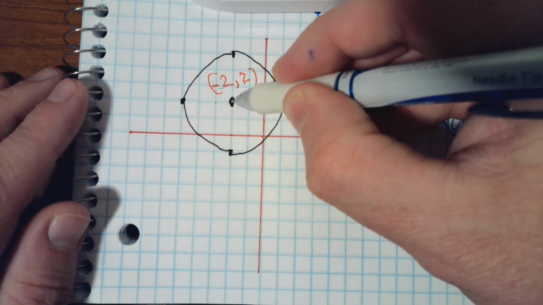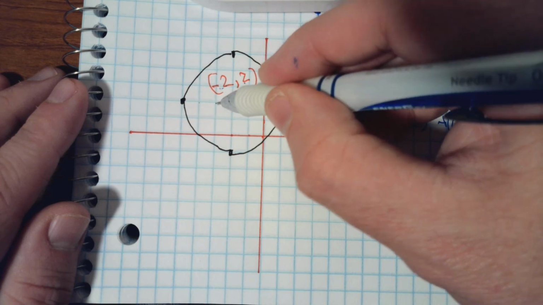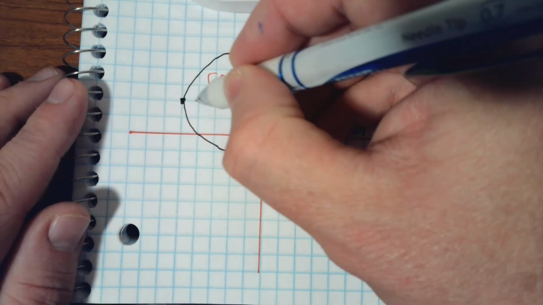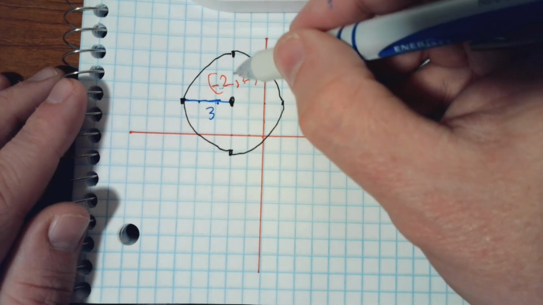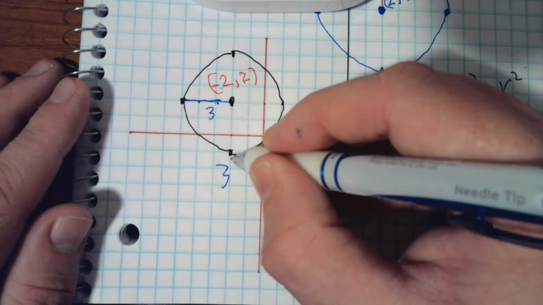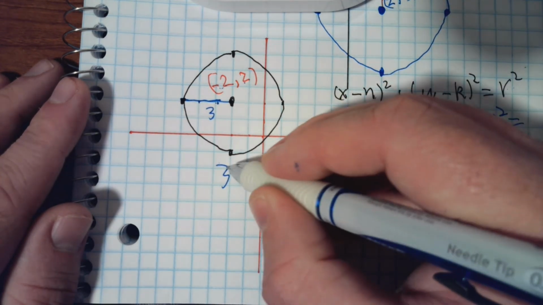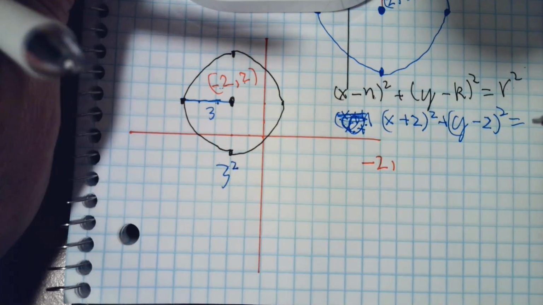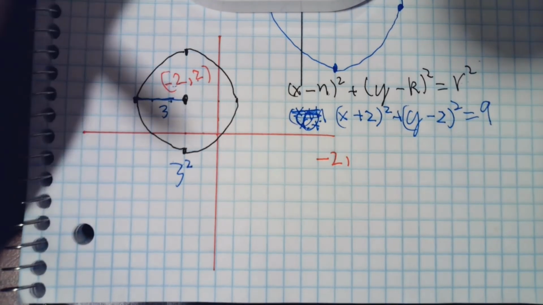Well, I'm just going to start here and count to an easy point. 1, 2, 3. Okay, so that's 3. I'll make sure. 1, 2, 3. Okay, great. So 3. We need to do 3 squared. 3 squared is 9. And so there we go. That is it. It's not going to get any harder than this.